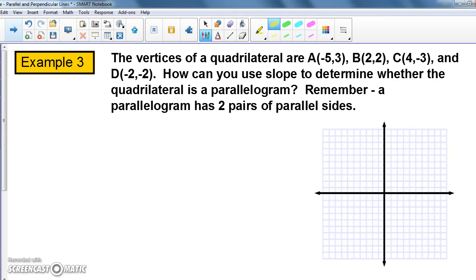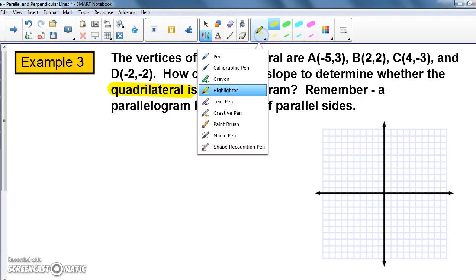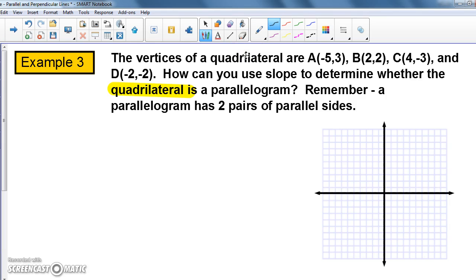So one more example I want you to look at, we're going to do this one together. It says the vertices of a quadrilateral are those points. How can you use slope to determine whether this quadrilateral is a parallelogram? So let's just talk about the terminology here. Quadrilateral just means 4 sides, remember? And parallelogram, I said, a parallelogram has 2 pairs of parallel sides. So a parallelogram can look like this.